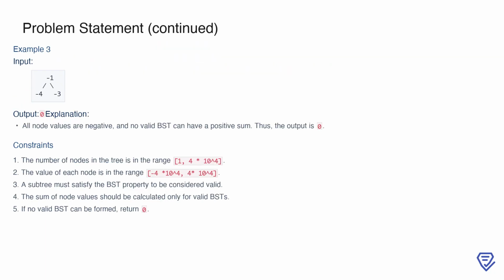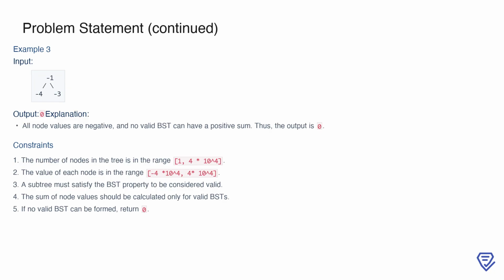Now, let's consider a scenario where all the node values are negative. For example, a tree with a root value of -1, and two children -4 and -3. In this case, no valid BST can have a positive sum because all values are negative. Therefore, the output is 0. This shows that even though a subtree might satisfy the BST property, its sum must still be positive to be considered for the maximum sum.